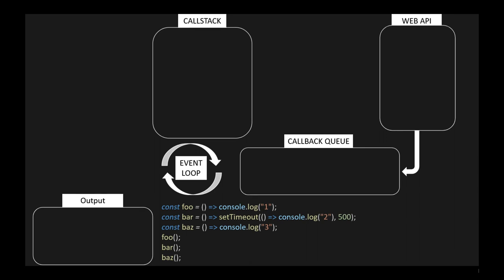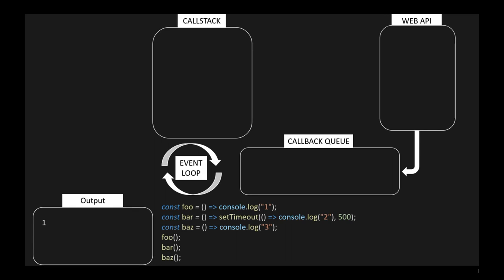When we execute this code, the first foo function is called and it'll be added to the call stack. It only has a console log function, which is first added to the call stack, then executed and removed from the call stack, logging 1 to the console. Then foo function will be removed from the call stack, which doesn't have anything to execute.